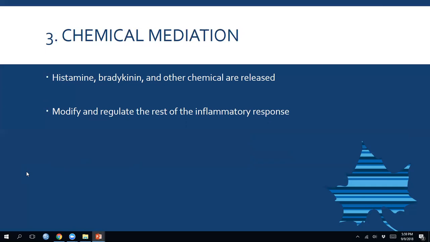And I don't care specifically that you know what histamine does, what bradykinin does, and obviously I didn't mention other chemicals, but just knowing that these are some of the first to appear in the area and provide that first area of defense.